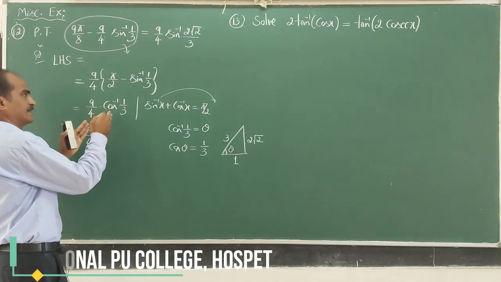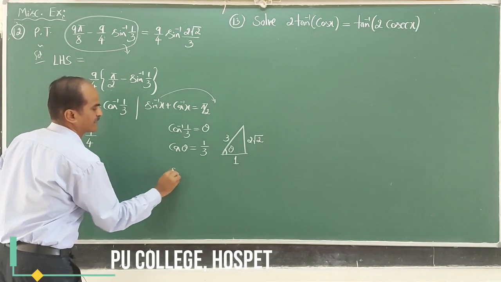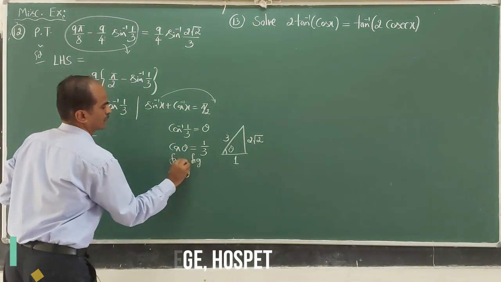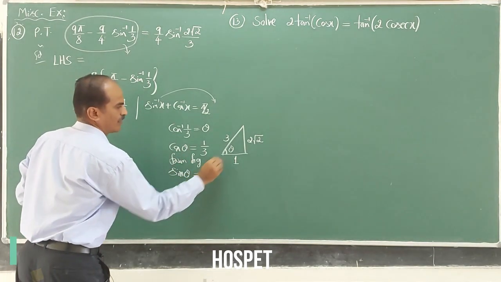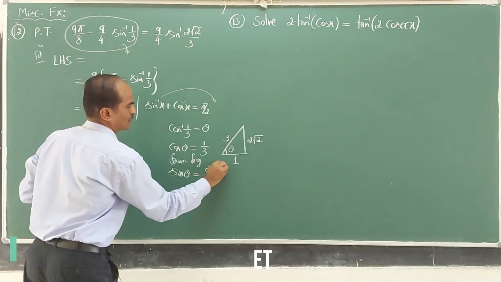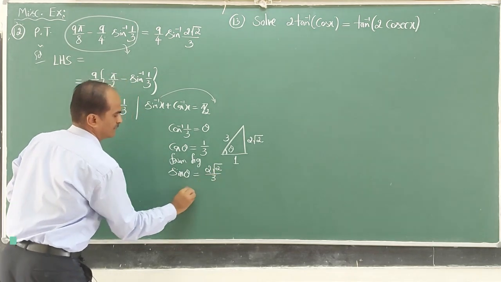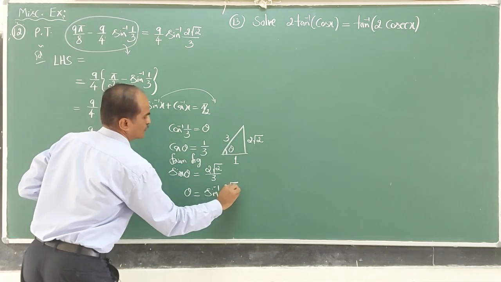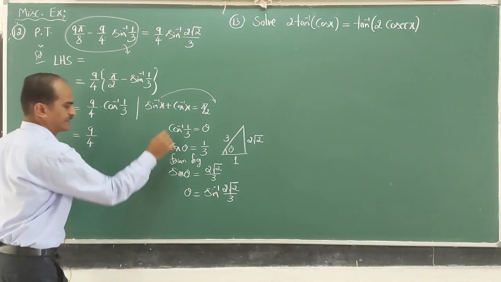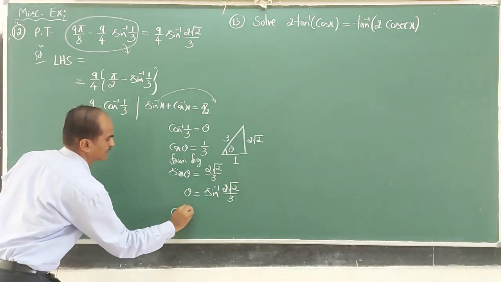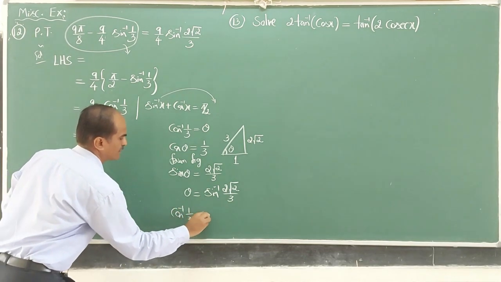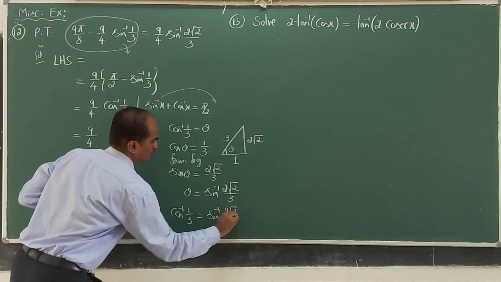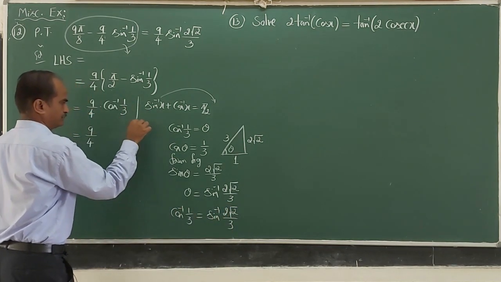Now since I need the result in terms of sine inverse, let me write sine theta here. Sine theta is opposite by hypotenuse, 2 root 2 by 3. Therefore, theta is sine inverse of 2 root 2 by 3. What is theta? Cos inverse of 1 by 3. Therefore, cos inverse of 1 by 3 equal to sine inverse of 2 root 2 divided by 3.